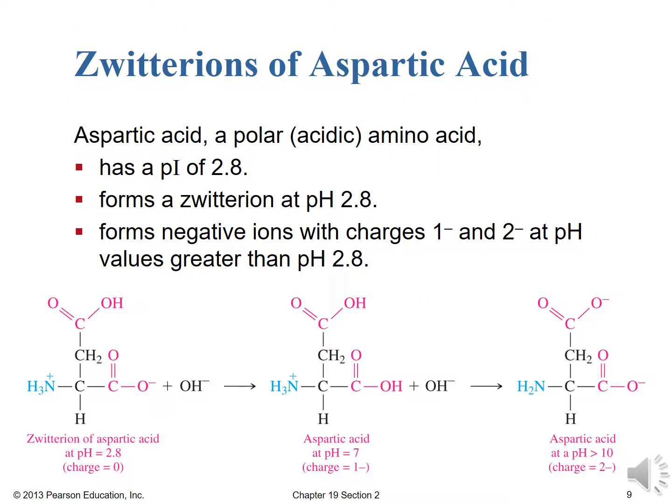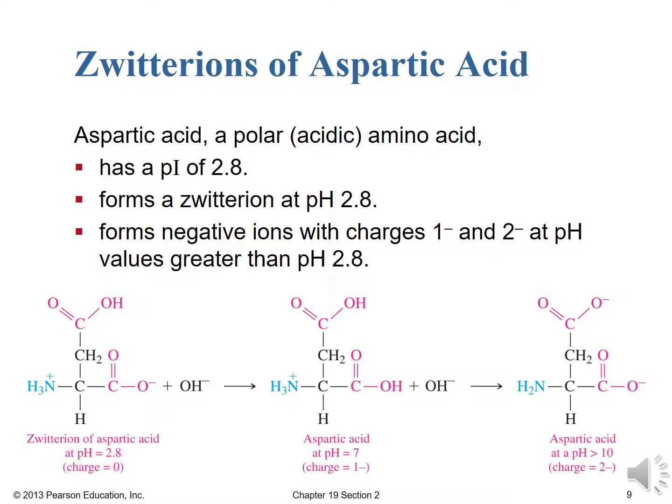Okay, so looking at aspartic acid, it's a polar acidic amino acid, right? It has an isoelectric point of 2.8, so that means it forms a Zwitterion at pH 2.8. So we see at the far left there along the bottom, the Zwitterion form of aspartic acid. So at pH 2.8, we have no net charge. We have our protonated ammonium, we have our deprotonated carboxylate, and we have our neutral side chain, a carboxylic acid form.